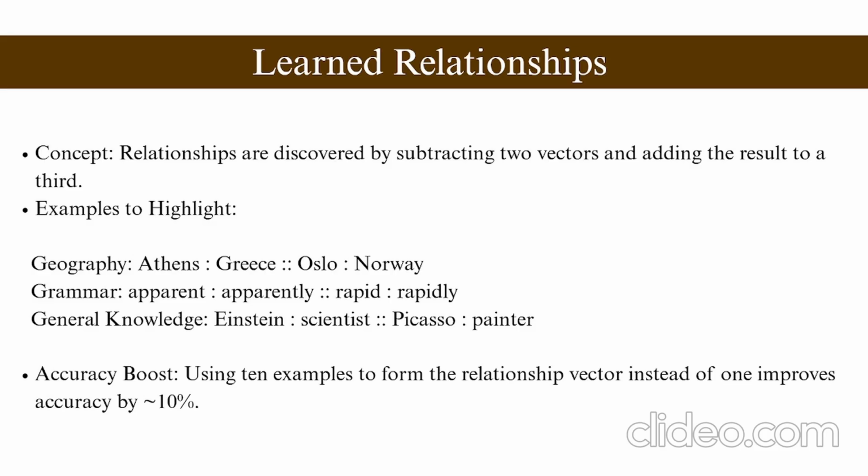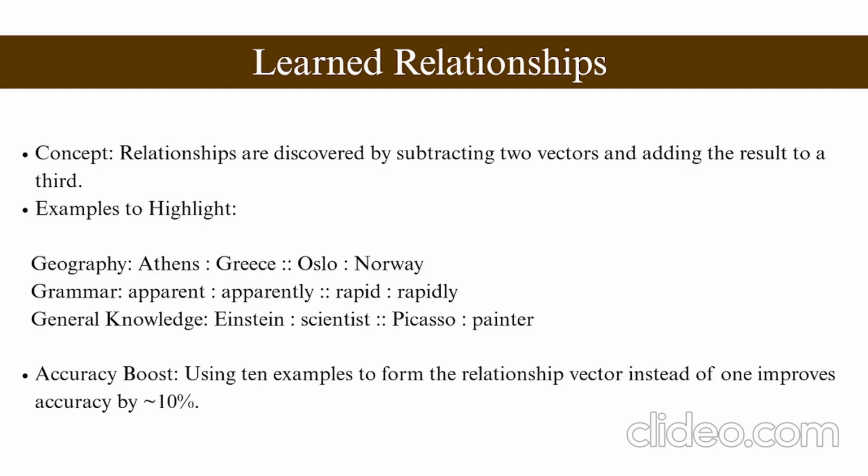The true intelligence of Word2Vec is revealed in how it discovers relationships. These are not programmed by humans, these are discovered by the model by analyzing word co-occurrences. The core concept is that relationships are represented as constant offsets in the vector space. By subtracting one vector, man, from king, and adding the result to the third, woman, the model travels across the vector space to find the logically corresponding word, queen.